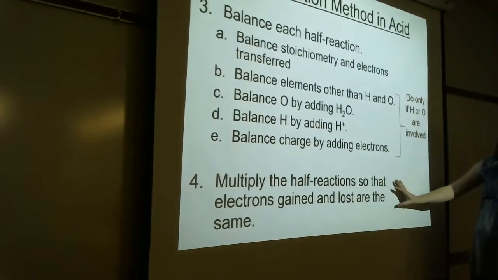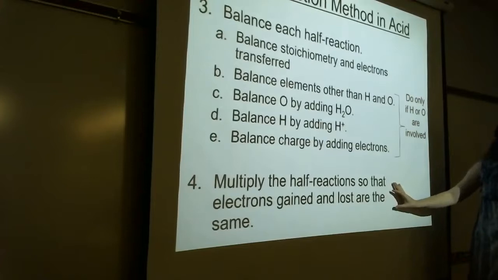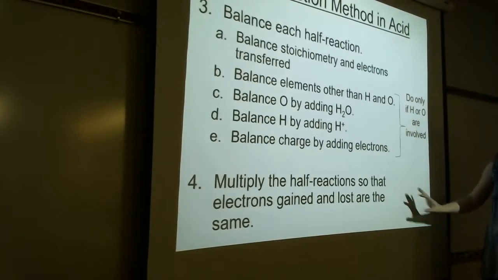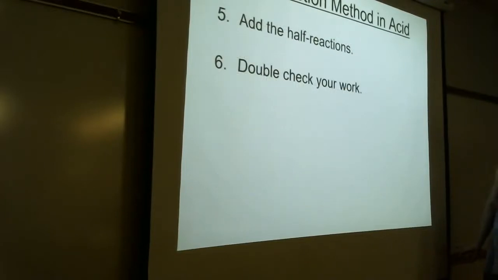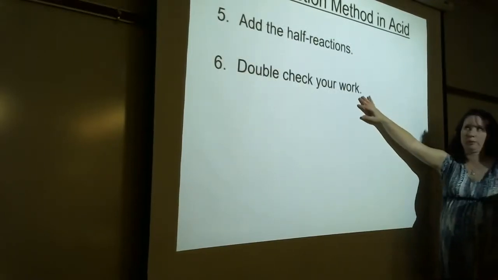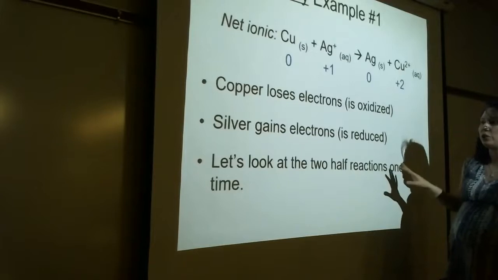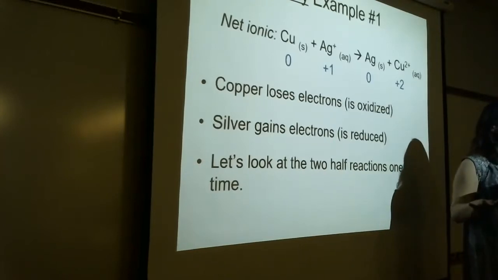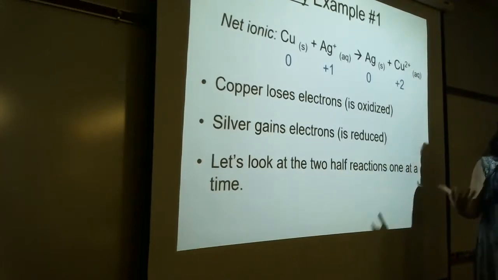Then we're going to multiply the half reactions by an integer so that they cancel. Again, this will make a lot more sense when you see it. Add them up, and then double check our arithmetic. So let's do a really easy one first. These examples that we're doing first do not involve hydrogen. They don't involve oxygen. Okay, so these are the super simple ones, right?